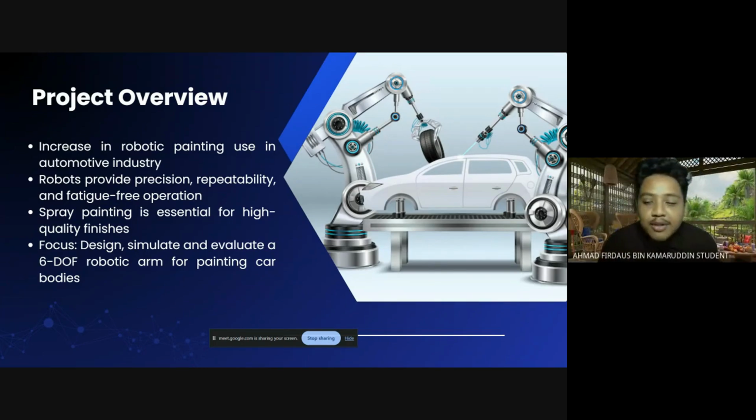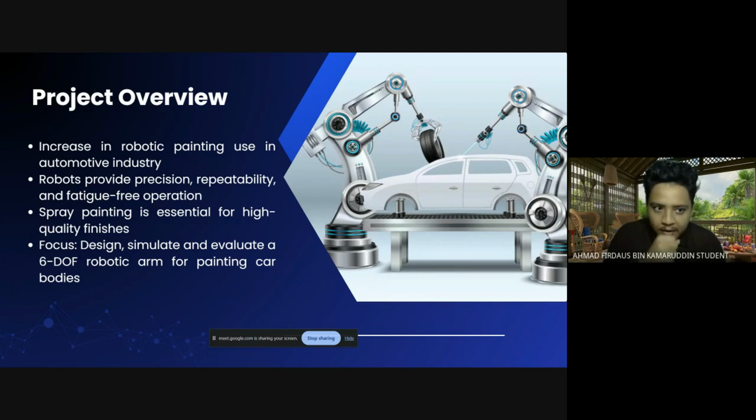I'm gonna start with the project overview. My name is Firdaus bin Kamaruddin. So we're gonna talk about how in recent years the use of robotic systems in industrial applications has grown very rapidly, especially in fields where precision and consistency are critical, one of which is automated spray painting.